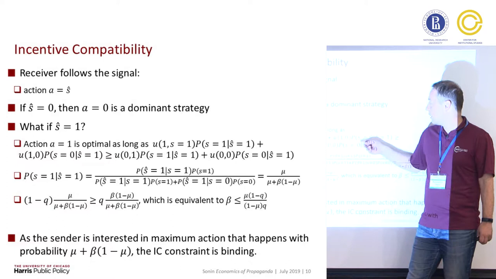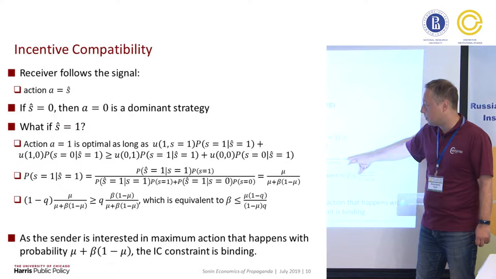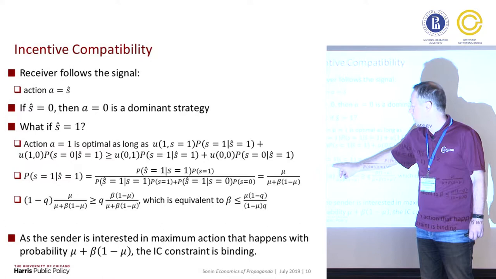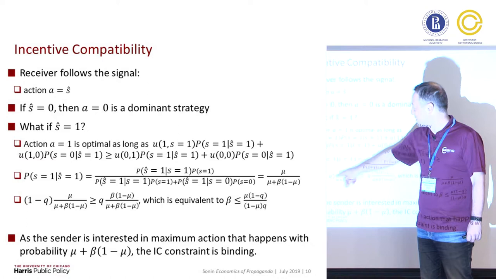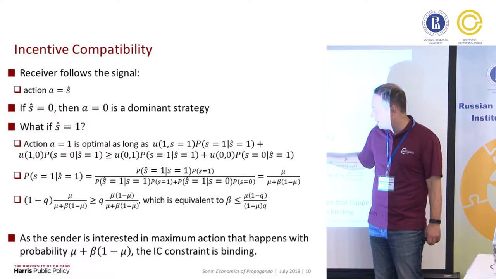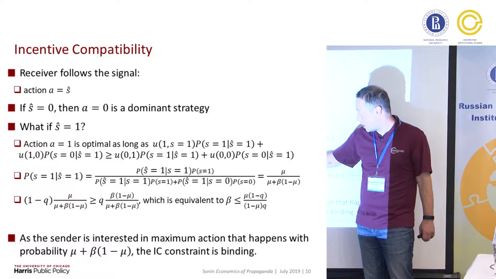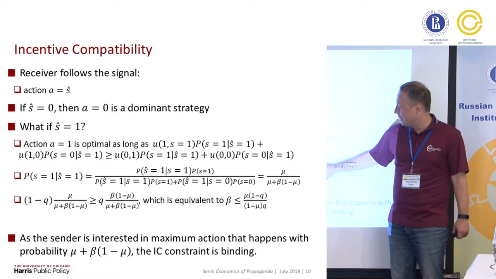So I need to calculate these conditional probabilities using the Bayes formula. So again, what's the probability that the true state is one if the signal is one? It's the probability that the signal is one, conditional on the state being one, times the probability that the state is one. And the full probability of getting signal one is the probability of getting signal one, conditional on the state being one, times the probability of the state being one, plus the probability of getting signal one, conditional on the actual state being zero, times the probability of the state being zero.